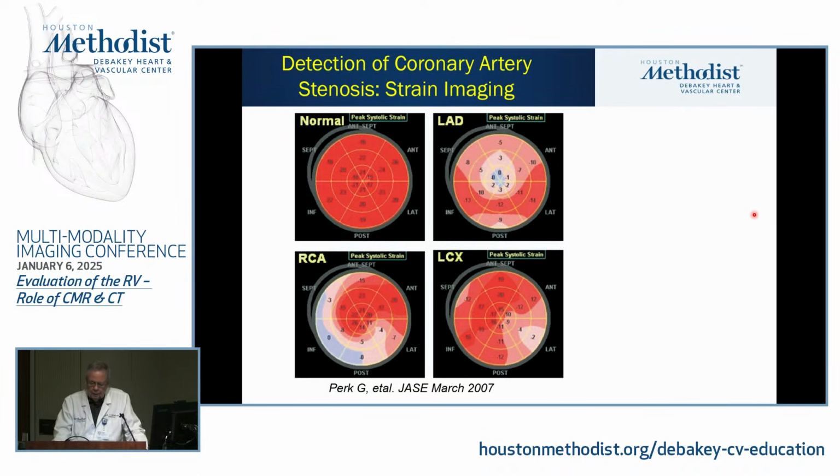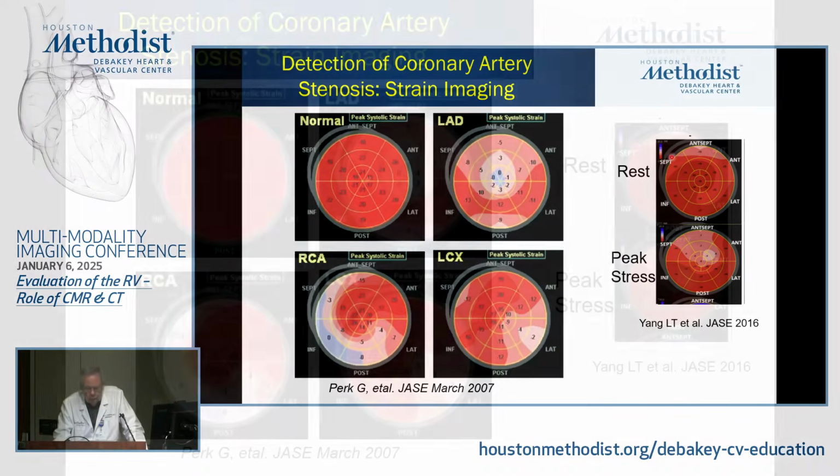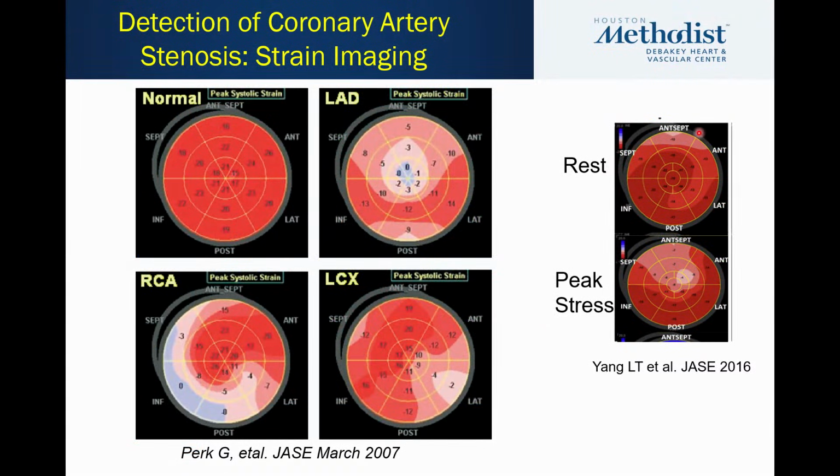And this is one example of a patient that underwent a dobutamine stress with a relatively normal bullseye at rest, and then with peak stress, you can see this area of abnormality from an LAD lesion.